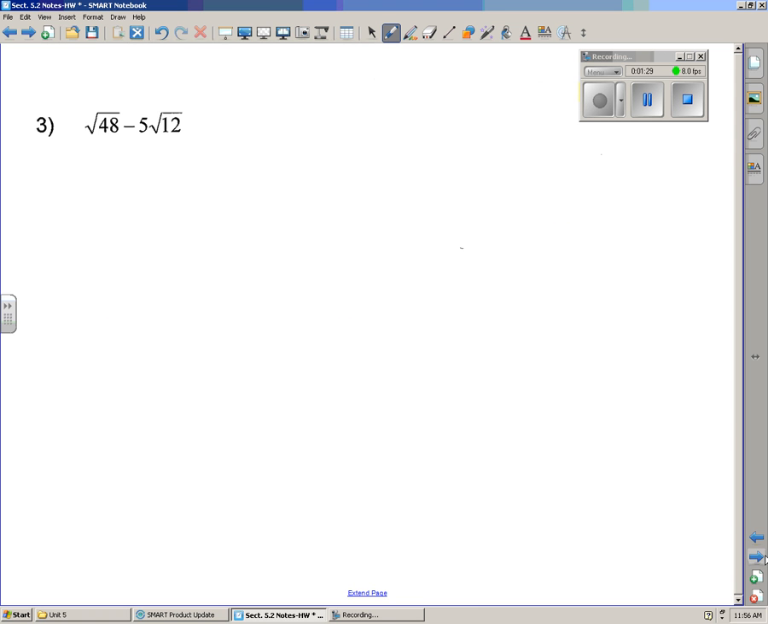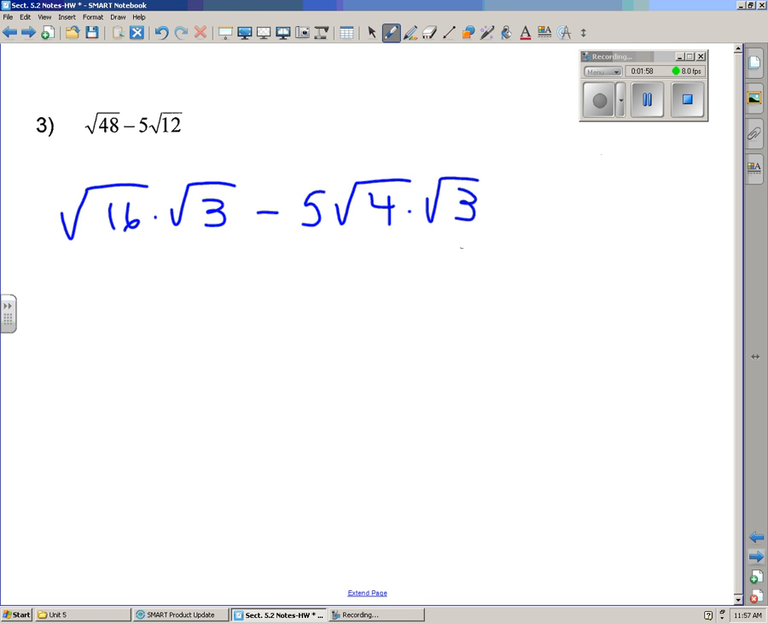Okay, the next one, you don't have like radicals. So what you need to be able to do is to simplify these things and see if you end up getting like radicals. So what happens here is I take my radical of 48 and I use my square root chart, and I realize that radical 48 is the same thing as radical 16 times radical 3. And then I work with my 5 radical 12, and I realize that radical 12 is radical 4 radical 3.